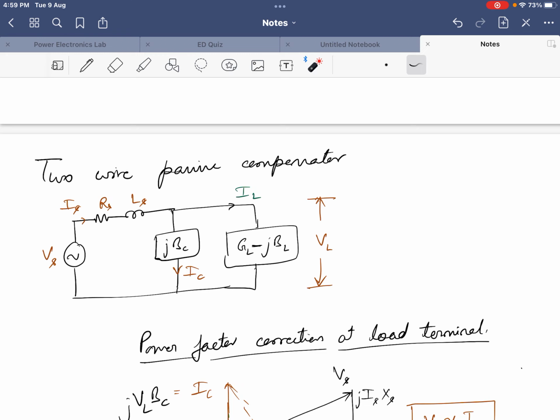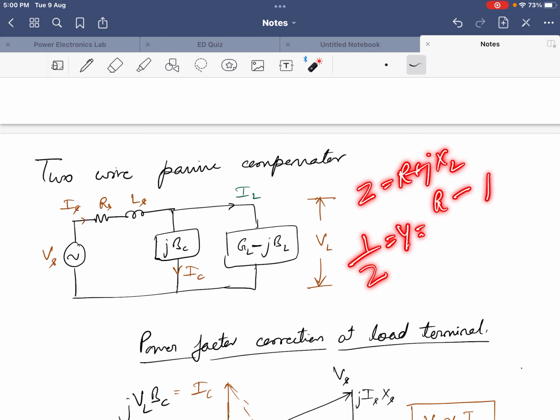Rather than that, we have the impedance multiplied with the current, as we know that Z can be written as R plus jXL, which is usually inductive in nature. If we write 1 by Z, this is nothing but Y, and that we can write as R by (R square plus XL square) minus j XL by (R square plus XL square). We have discussed how to solve that in the first video of this two-wire passive compensator.